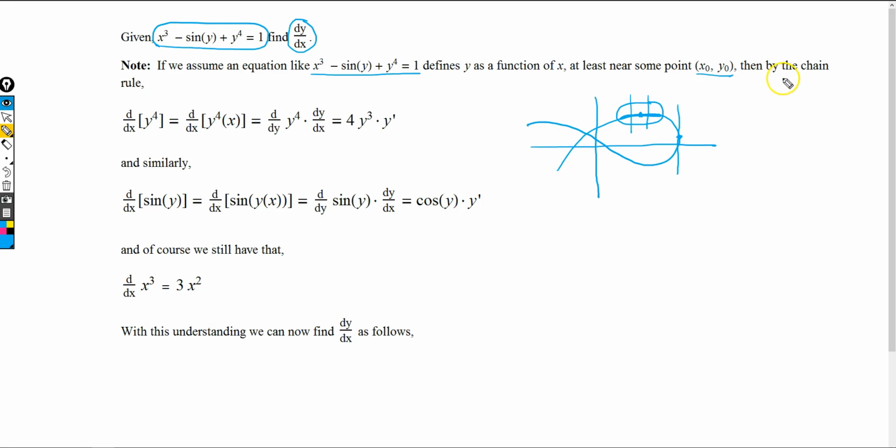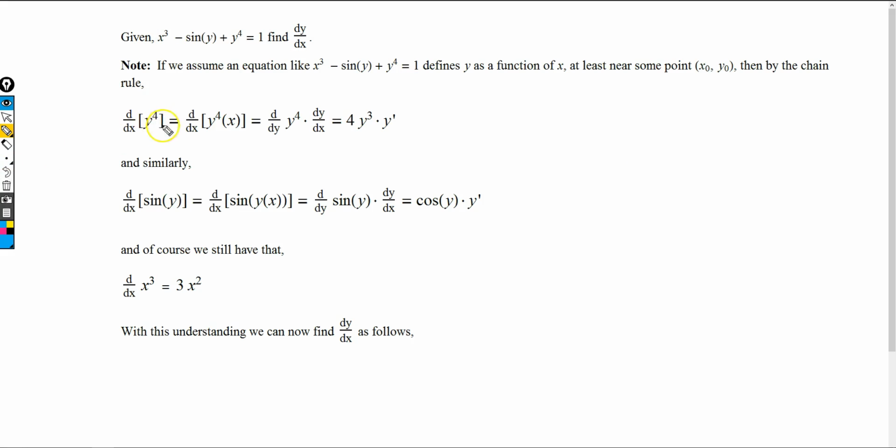Now, assuming that, then by the chain rule, we have this. First of all, let's take a look at what the derivative of y to the 4th would be. We assume y is a function of x, so we want to evaluate d dx of y to the 4th. So we use the chain rule. We write this as d dy of y to the 4th times dy dx. This is just the chain rule right here. Notice how the dy's cancel, and you get d dx of y to the 4th.